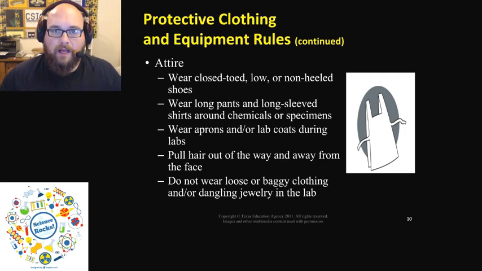For those of you with long hair, you will need to tie that hair back. Keep it out of your face. We don't want it to dangle down in front when you have your head over a hot plate or a beaker with chemicals in it. And then loose and baggy clothing need to be left at home. Those loose and baggy clothing could accidentally hit and knock over something, and we want to keep that to a minimum as well.